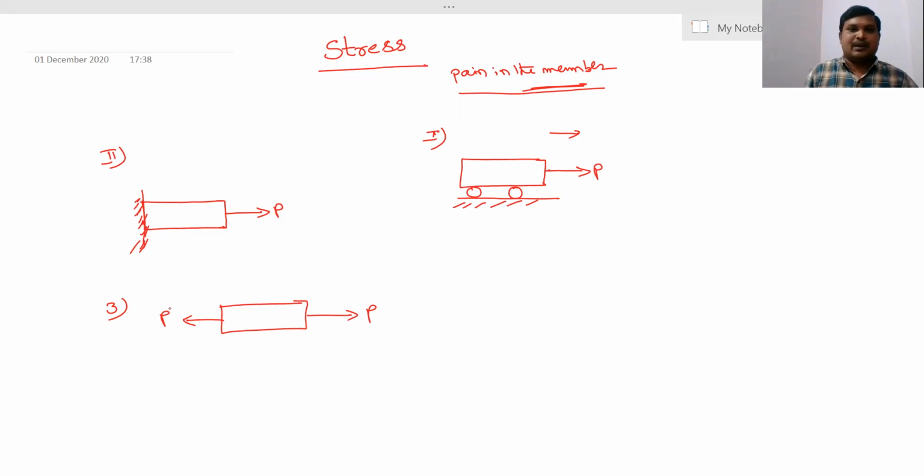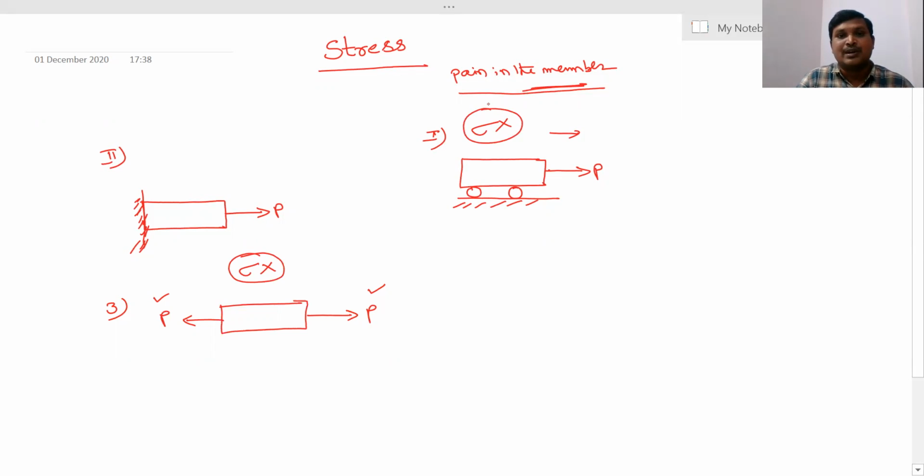So what happened? Definitely there is no resistance force generated, because when the force is applied on the right side, it is balanced by the force on the left side. So since there is no pain developed in that member, there is no stress in this case. In the first case also, there is no stress because there is no pain developed, meaning no internal resistance force is generated in this member. In the second case, there is an internal resistance force, meaning there is pain developed in this member. Therefore, here the stress is generated.